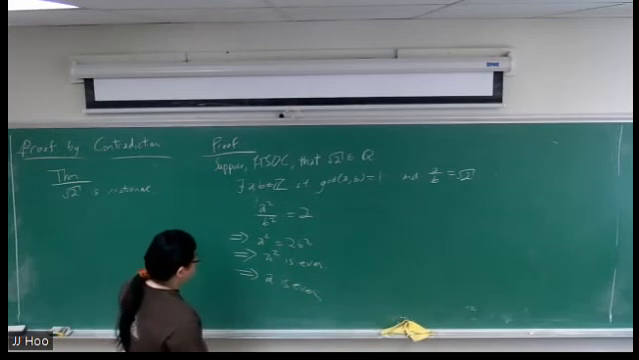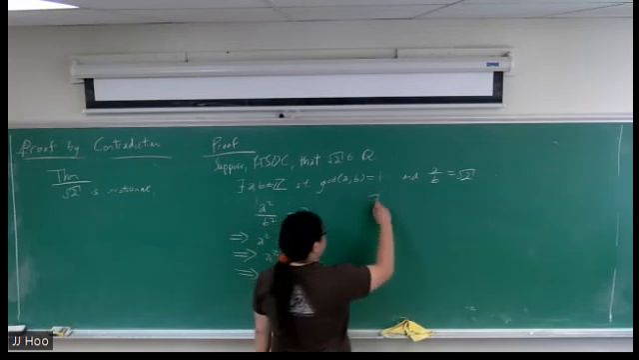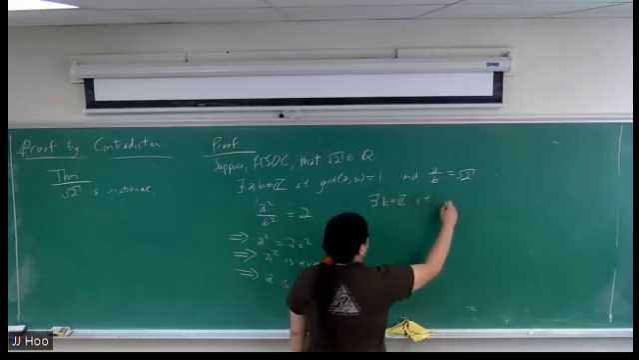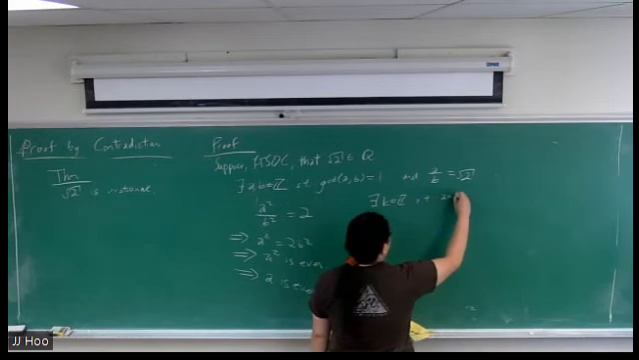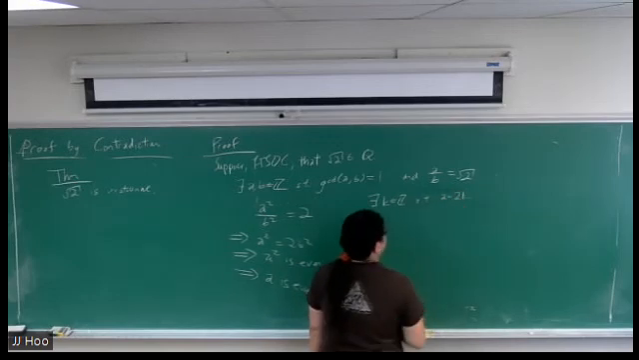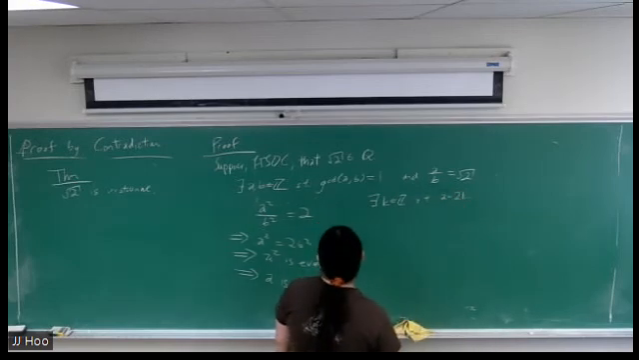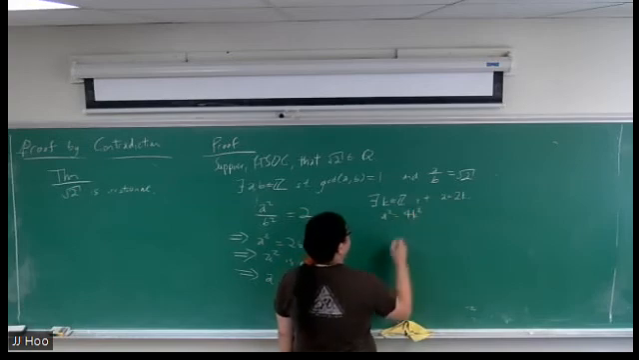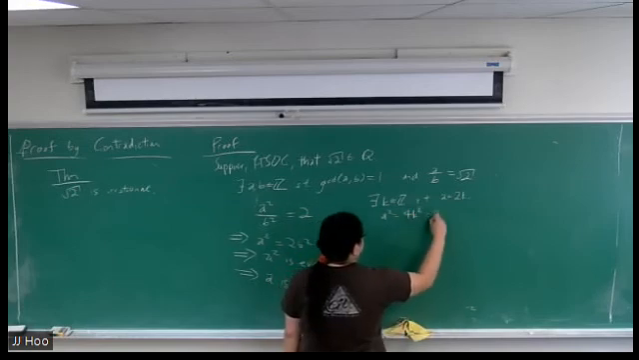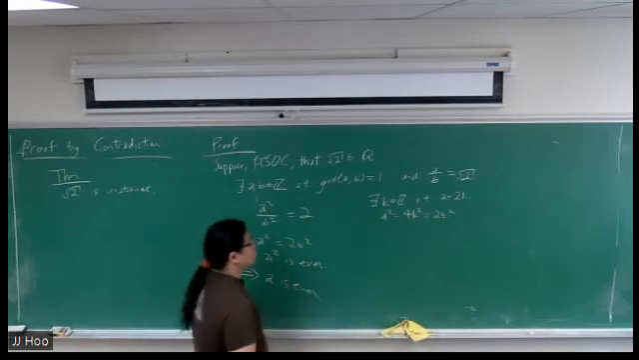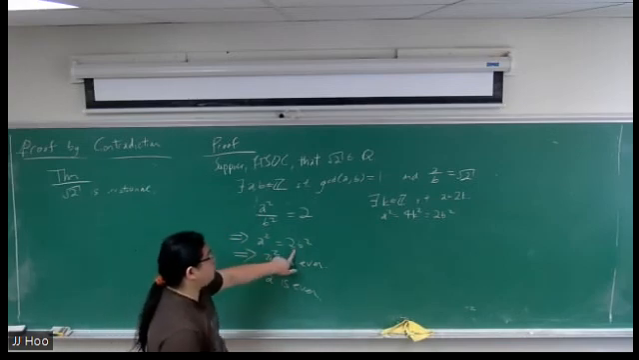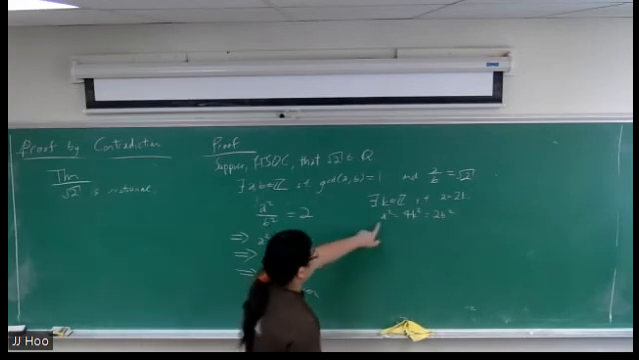But then what does it mean that a is even? This means there exists k in the integers such that a equals 2k, right? But then a squared is equal to 4k squared, which is equal to 2b squared, right? Because look, I have a squared equals 2b squared.